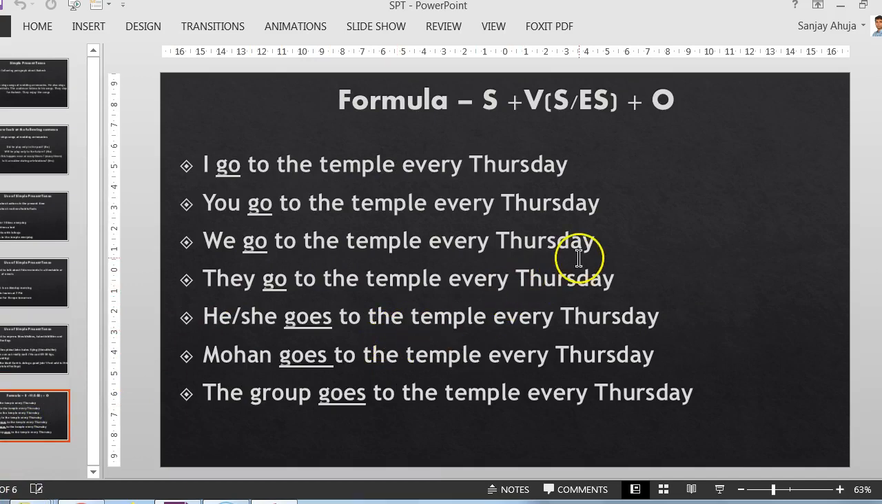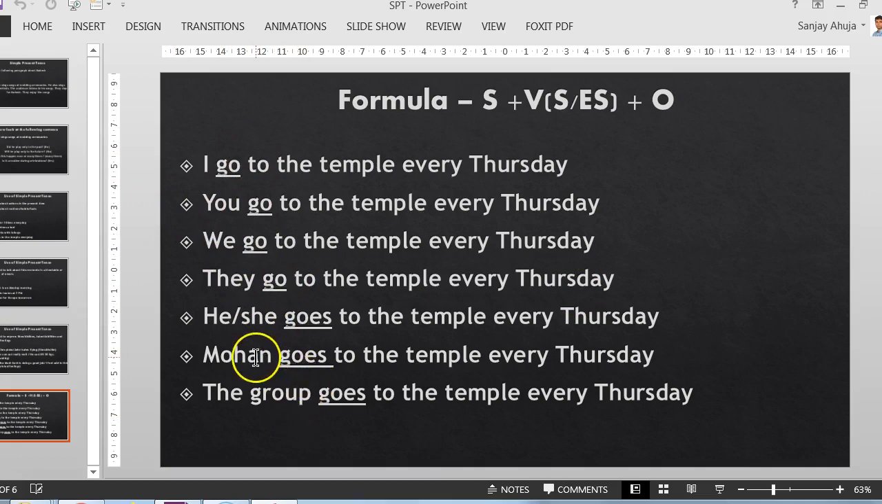So the formula for the simple present tense is subject plus verb in the S or ES form plus object. Now the S or ES will depend upon the verb which is out here. So I've made a small chart out here. I go to the temple every Thursday. With I it will be go. You go to the temple every Thursday. We go to the temple every Thursday. They go to the temple every Thursday. With I, you, we and they it will be go.